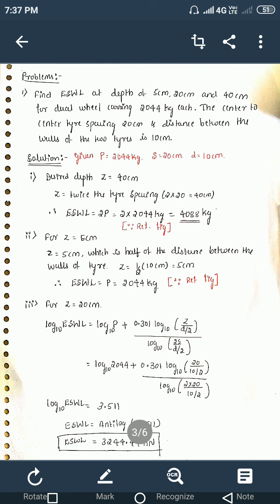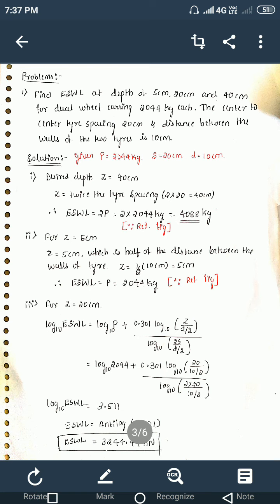If it is equal to 2S, we are having equivalent wheel load equal to 2P, so that we can calculate the equivalent single load 2P, that is 4088 kg.